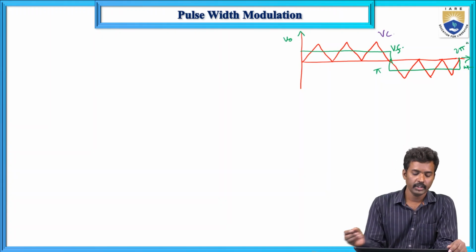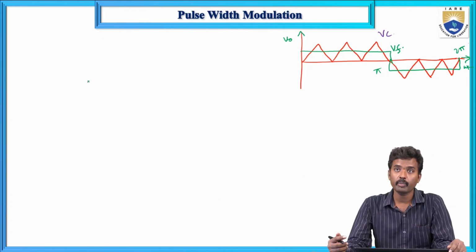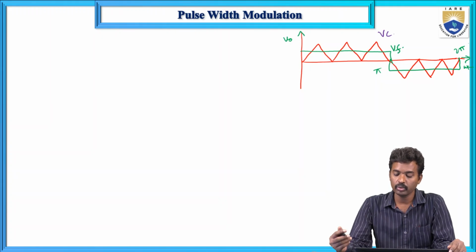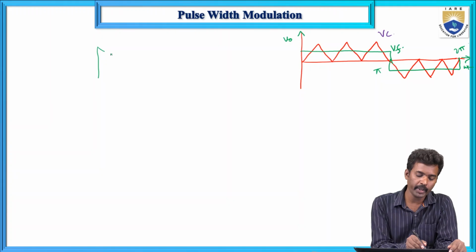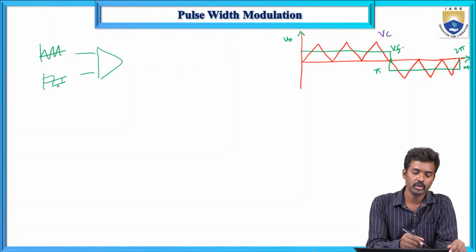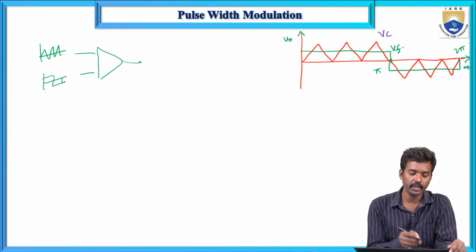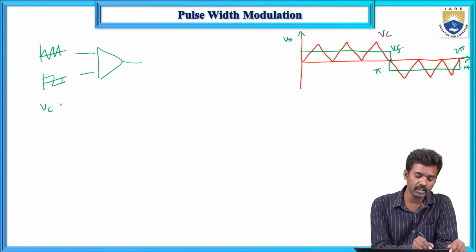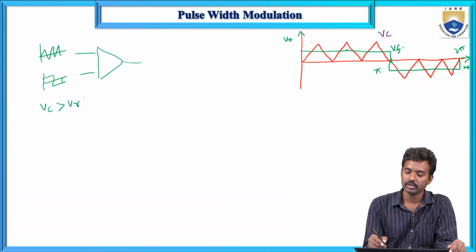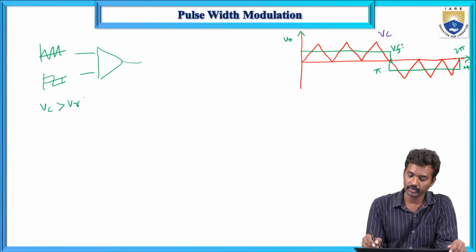Now, how do we obtain the multiple pulse width? Let us take one comparator. Here this is the triangular waveform and this is the square waveform. Compare these and you will get the output. When VC is greater than VR, where VR is the reference waveform.